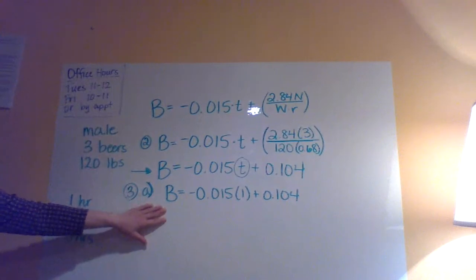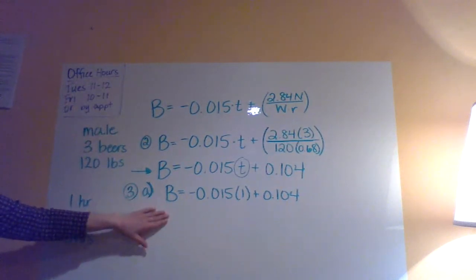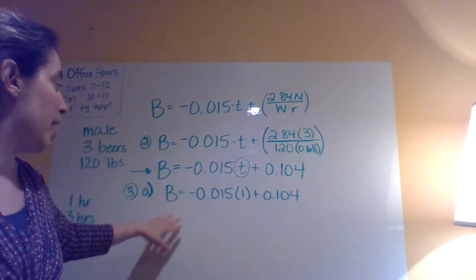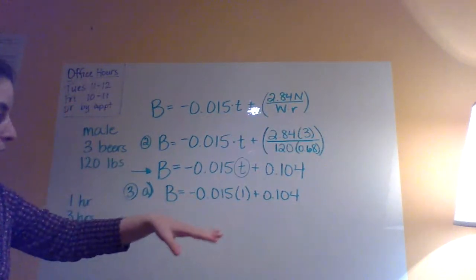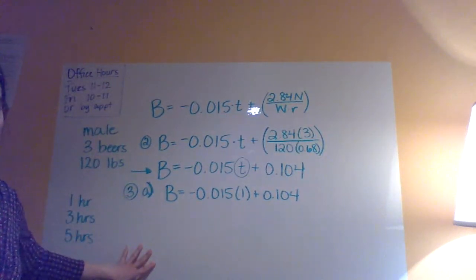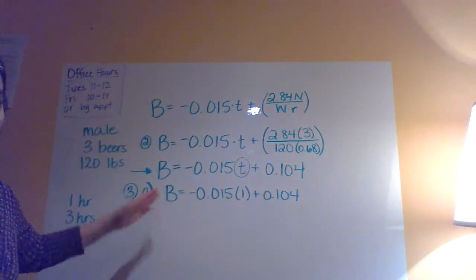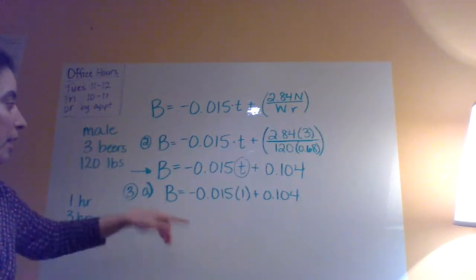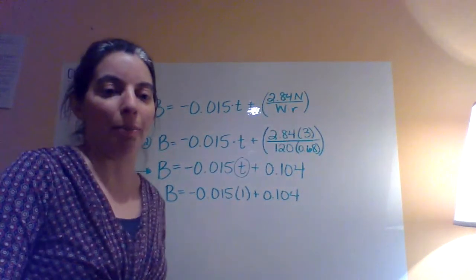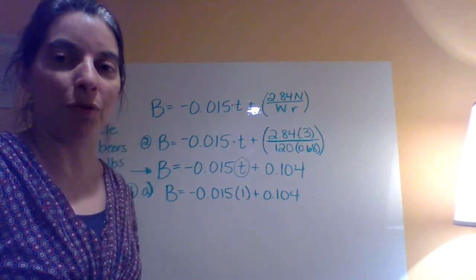I've set it up for you for 1, so go ahead and figure out what the blood alcohol content is after 1 hour, and then do the work out also to figure out what it is after 3 hours and what it is after 5 hours. Okay, I'm going to stop this video here. I'll start it up again with going over these answers, but please take the time to do them on your own before you come back.